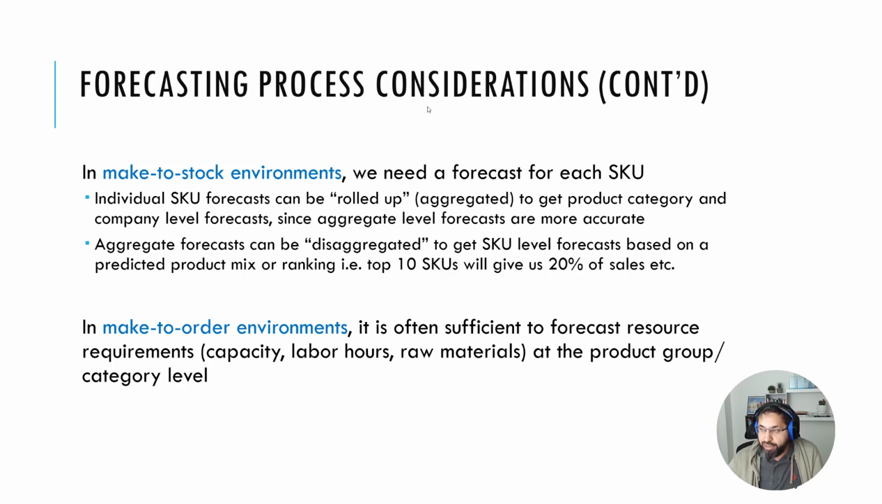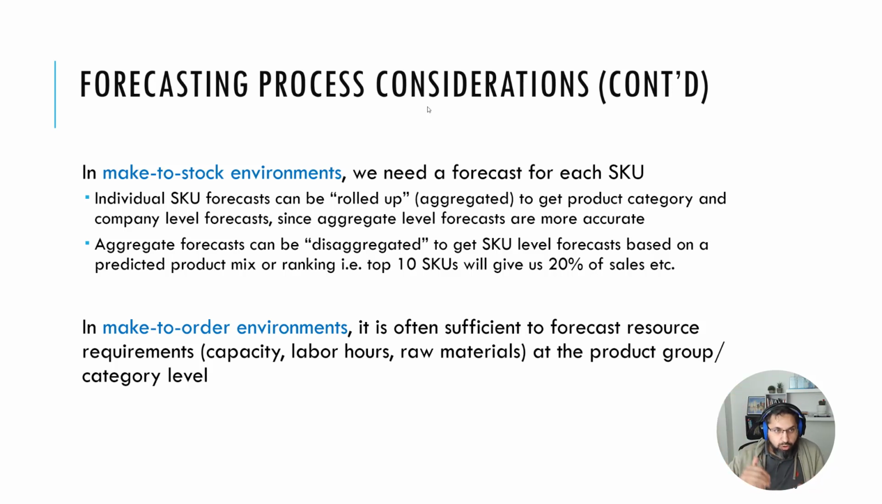Since aggregate level forecasts are more accurate, you can compare these rolled up forecasts with a forecast built with aggregate data. Okay. And then you can also disaggregate aggregate forecasts to get SKU level forecasts, based on a predicted product mix or ranking, like top 10 SKUs will give you 20% of the sales. So when you do it both ways, you do SKU level forecasting and you roll it up, or you do aggregate forecasting and you roll it down.